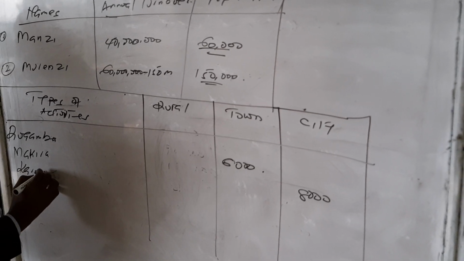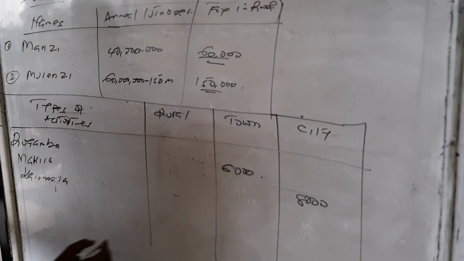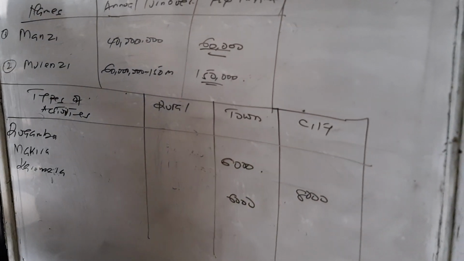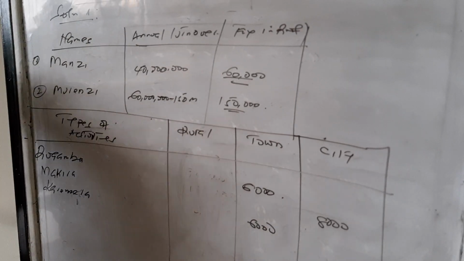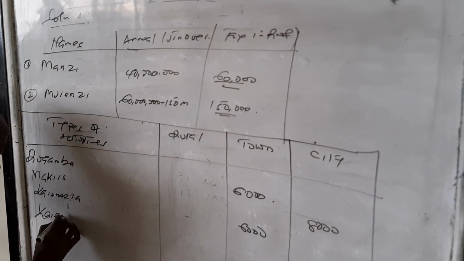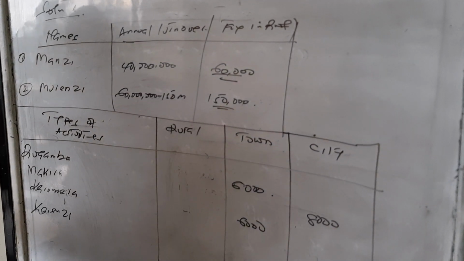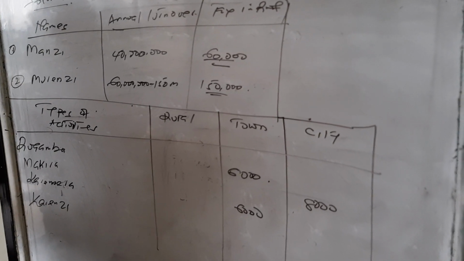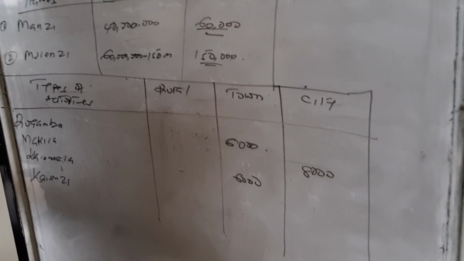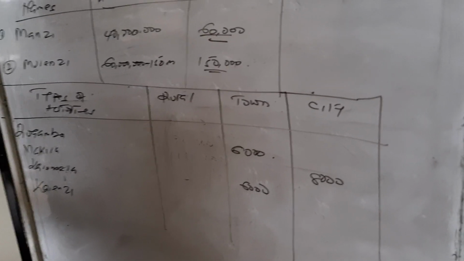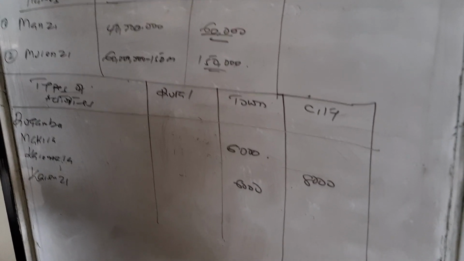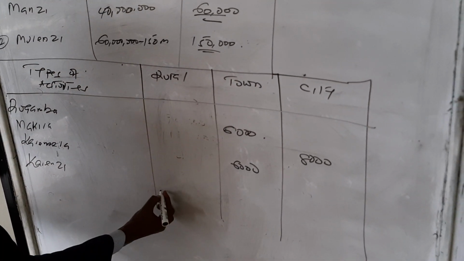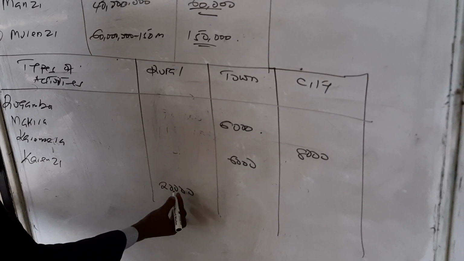Karemera operates in town, therefore you have to pay 6,000. So another one is currency. Currency operates a medium small shop in Nyarwanda, in Rubavu district. So therefore, Nyarwanda is a rural area. You will have to pay 20,000.